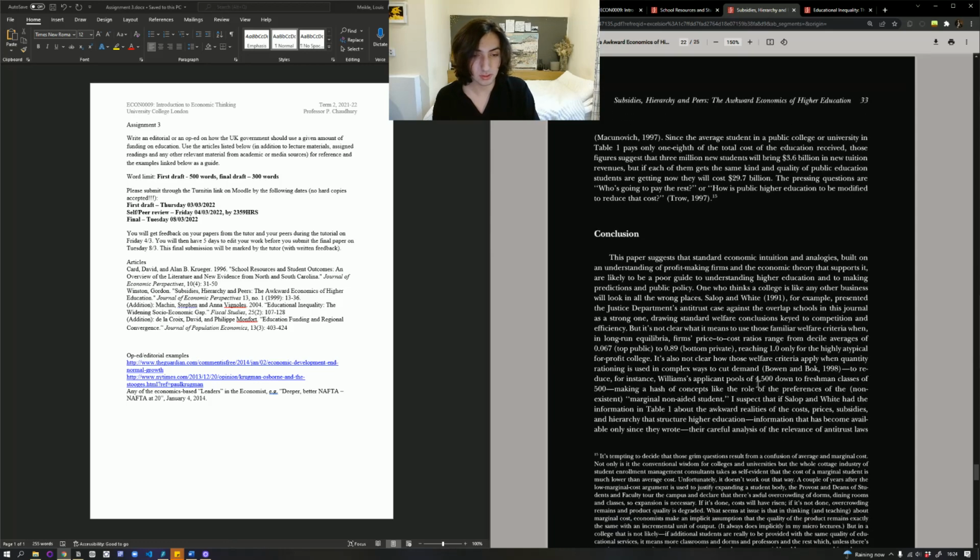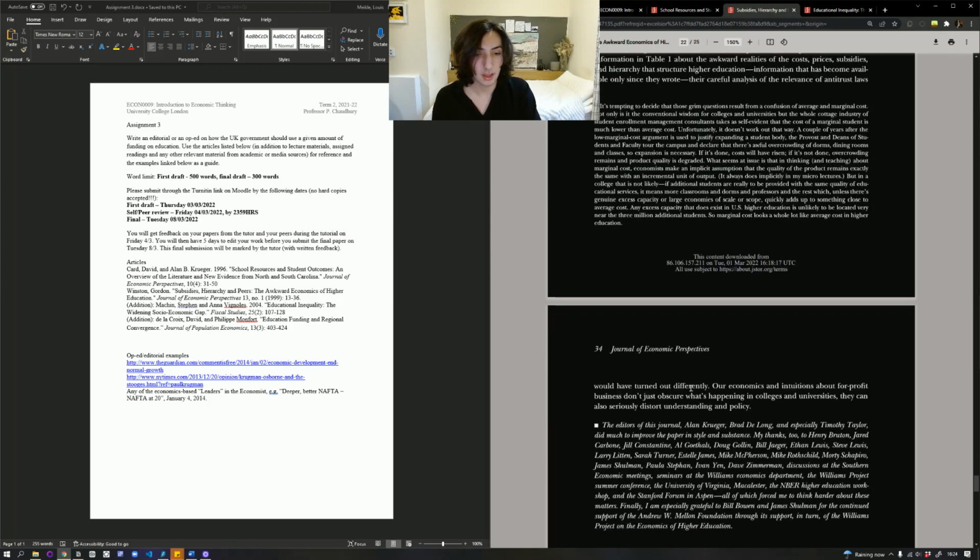You can also see the structure of higher education is very complicated. Economics and intuition about for-profit businesses don't just obscure what's happening in colleges and universities, they can also seriously distort understandings of policy. That's a good last line, okay? Try to think about how you can reinterpret that.